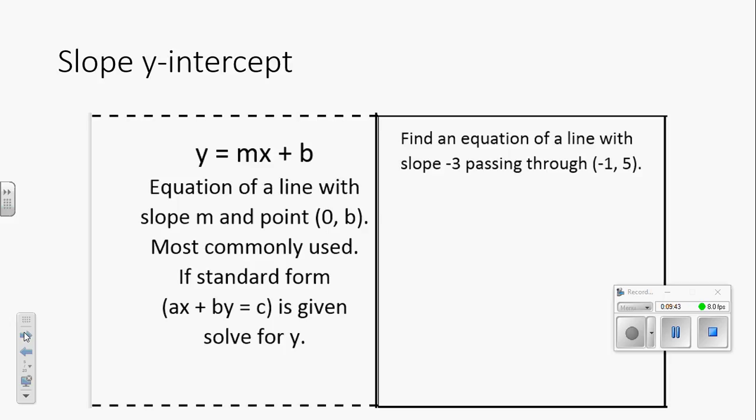So we're right here. Y equals mx plus b is an equation of a line with a slope m and a point (0, b). The b is considered your y-intercept. When x is 0, what's y? That's my y-intercept.